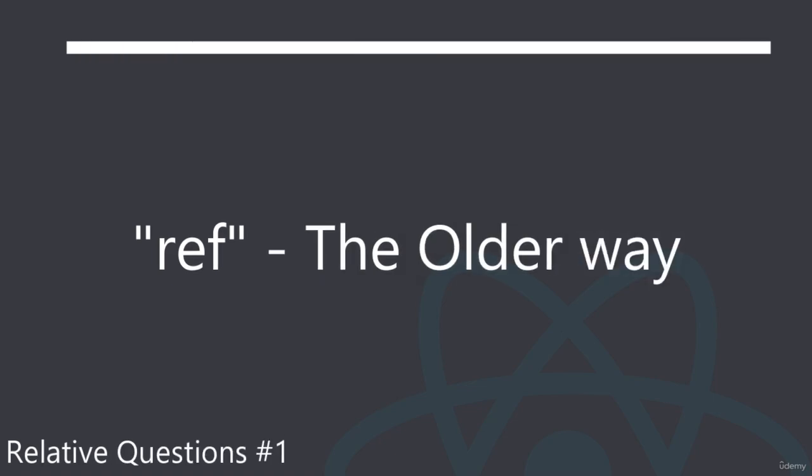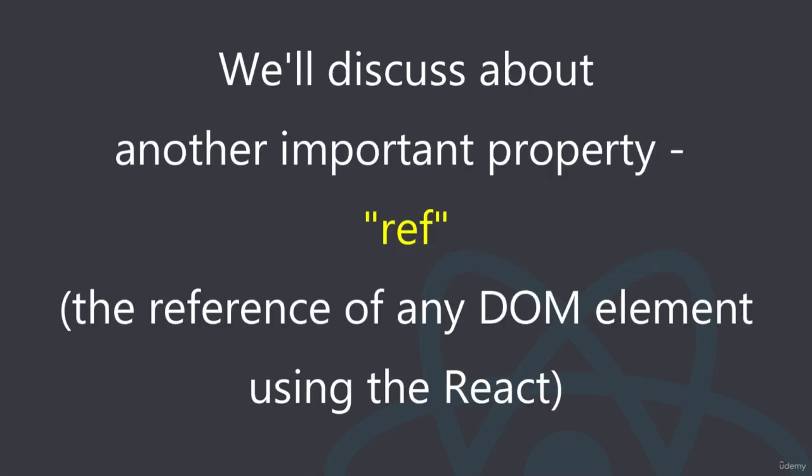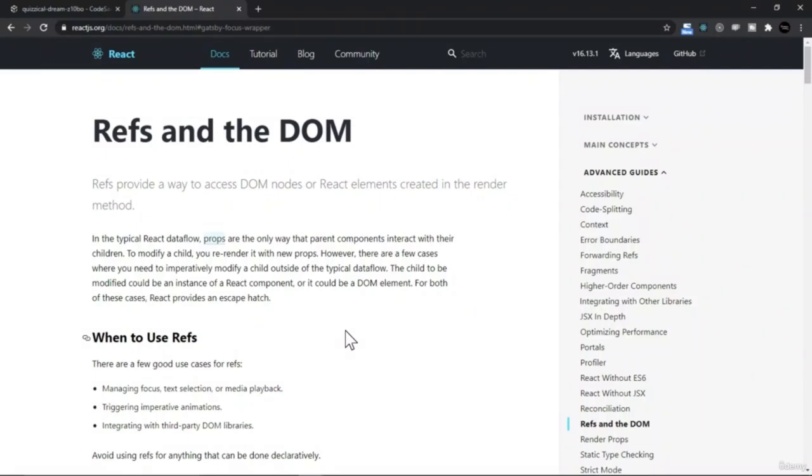In this section, we are going to discuss another important property called ref, that is REF, the reference of any DOM element using React. Let me first of all open the official documentation to have a quick look at what the official site says about the ref. It says that refs provide a way to access DOM nodes or React elements created in the render method. Similarly, if you want to get the reference of the element, you can use the ref, that is the ref attribute.